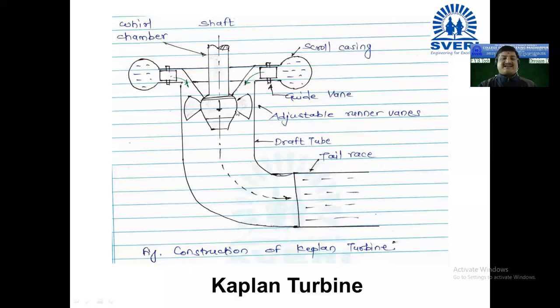The runners are attached to the hub. This particular component is known by the name of hub. What do we call it? Hub. Or boss. What do we call it? Hub or boss. Yes, where is the hub or boss here?